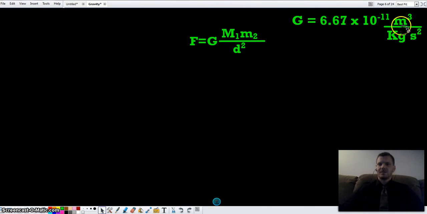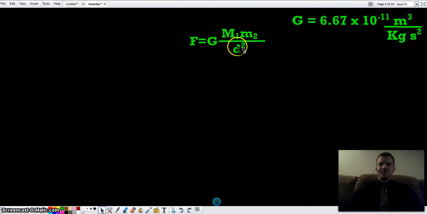This is just units. Then we have mass 1, mass 2, so that'd be the mass of the first object times the mass of the second object, divided by the distance squared. Now this D is for distance, not diameter. That's a common misconception. It's a common problem. People put in diameter for D. D is distance. It's actually the distance from the center of the first object to the center of the second object.